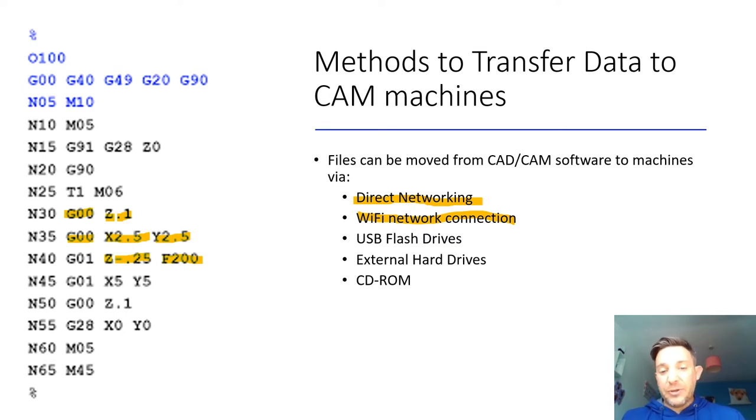Another way is to have a USB flash drive. So again, we looked at ways of saving data in one of the previous videos. And you can use that flash drive to save that G code. We can also use an SD card, which is what we'll do when we look at the 3D printer. You can save the file on there, give it a file name, take it to the machine, plug it into the machine and read the file off that flash drive or SD card. And again, similar, you could use an external hard drive.